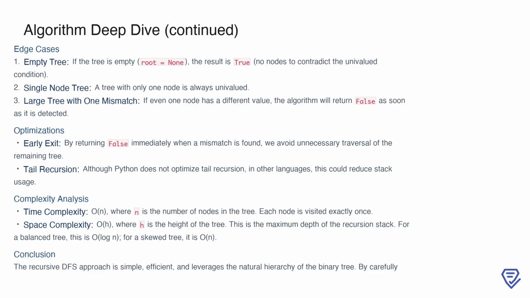Another possible optimization is tail recursion, which can reduce stack usage in languages that support it, although Python does not perform tail call optimization. Finally, let's review the complexity analysis.